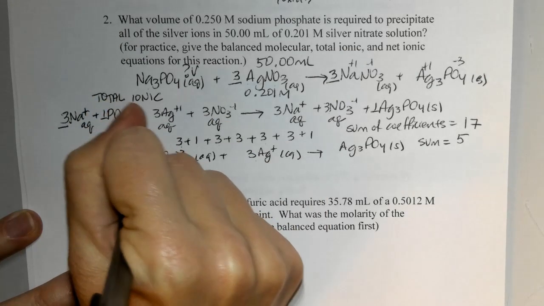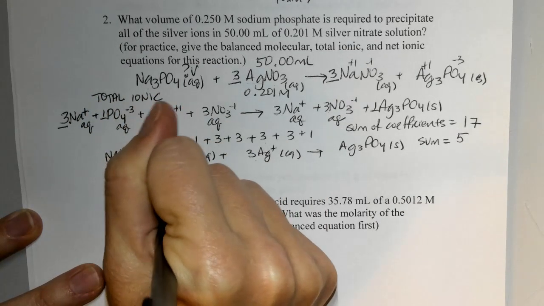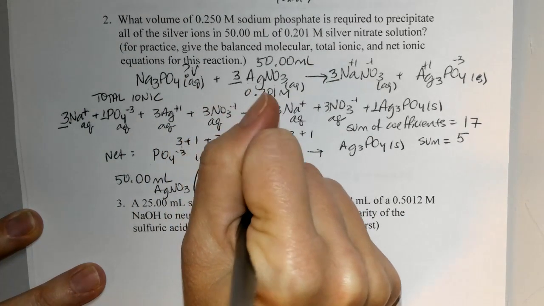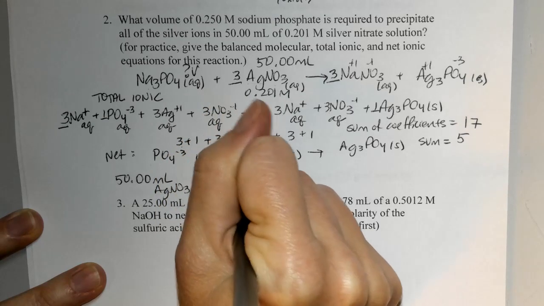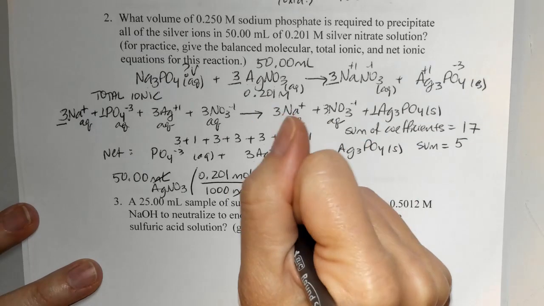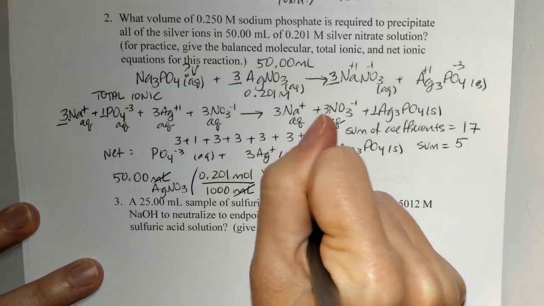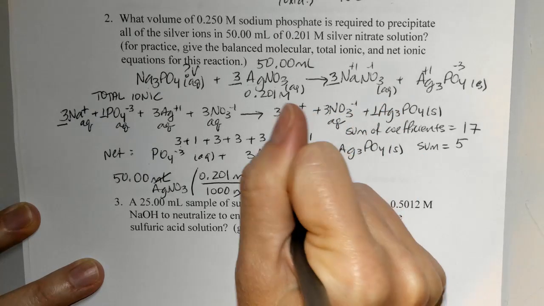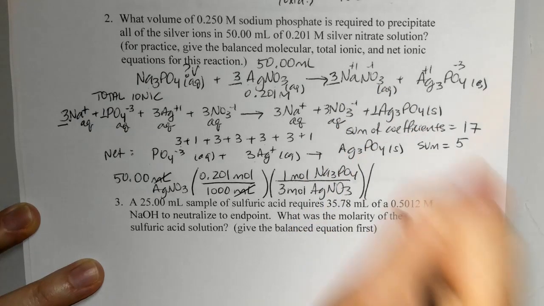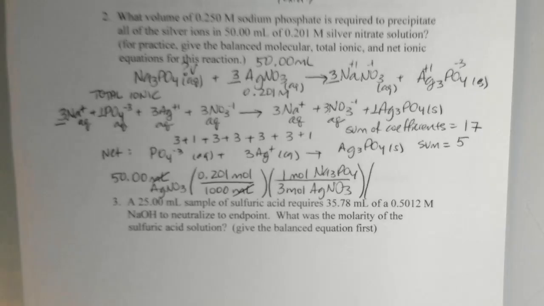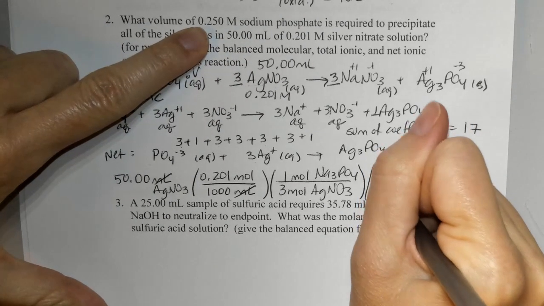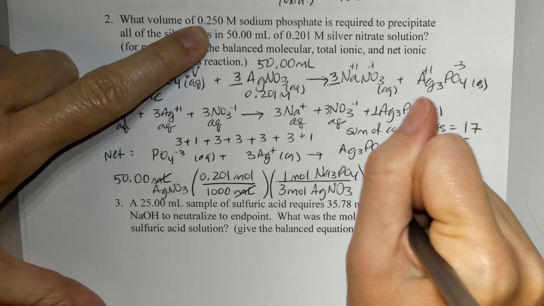We have 50.00 milliliters of silver nitrate. My molarity conversion says there's 0.201 moles of silver nitrate in a liter, or 1,000 milliliters. I'm going to use 1,000 milliliters so that way that cancels out. Always in the middle, we need the mole-to-mole ratio, so 3 moles of silver nitrate on the bottom and 1 mole of sodium phosphate on top. And then because the sodium phosphate is a solution, again, molarity is what we're going to use, and that's the 0.250 moles of sodium phosphate on top.